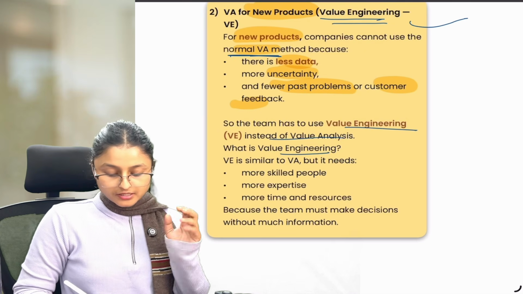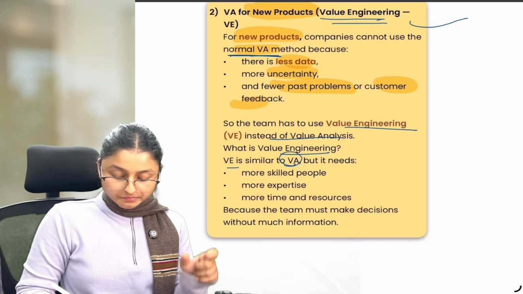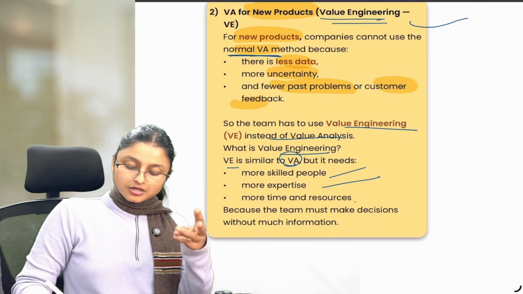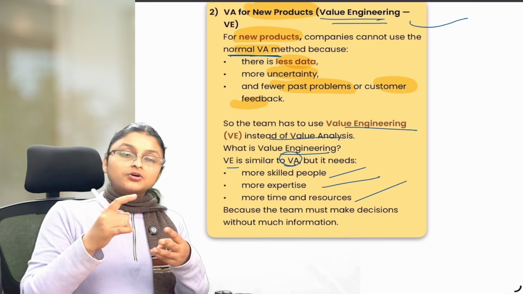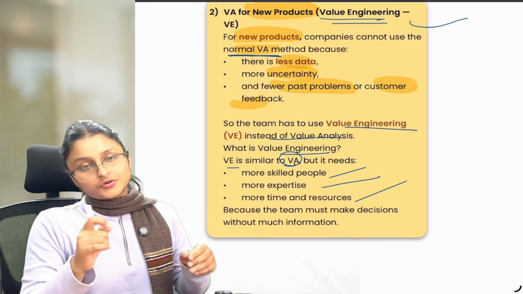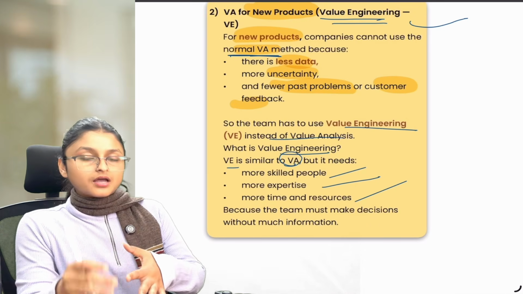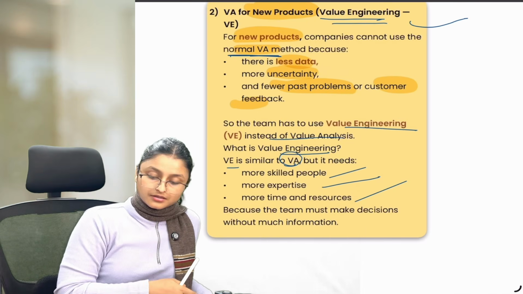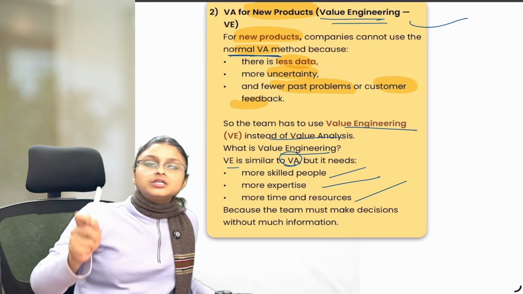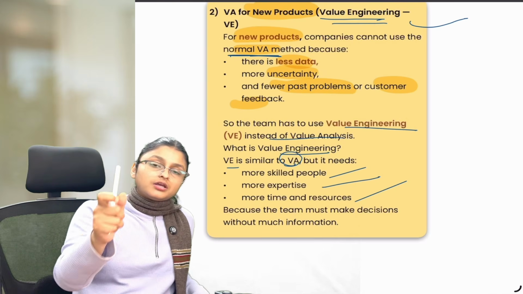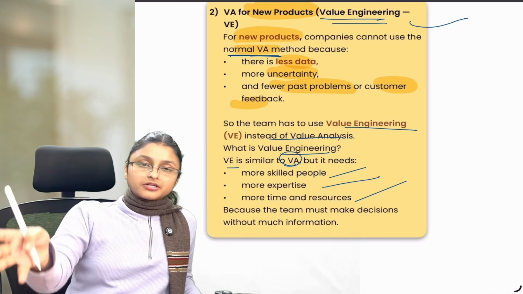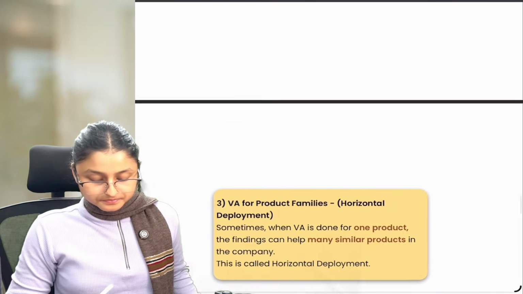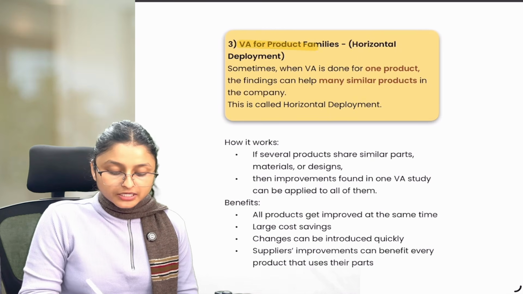What is value engineering? Value engineering is similar to value analysis, but it needs more skilled people, more expertise, more time and resources. Why? Because the team has to make decisions without much information. There is very little information available. But in value analysis, you have a lot of information. That is why less skilled people can also undertake that. But for value engineering, you need skilled, expert people and a lot more time and resources as compared to value analysis. Done. Next, value analysis for product families.